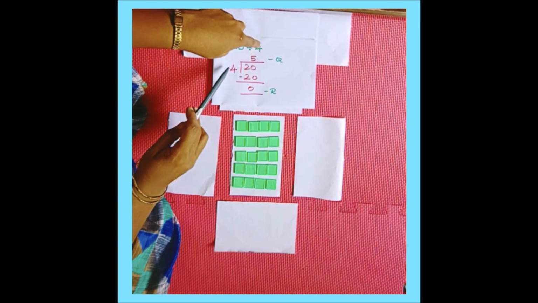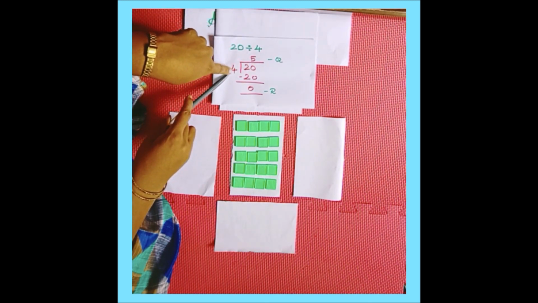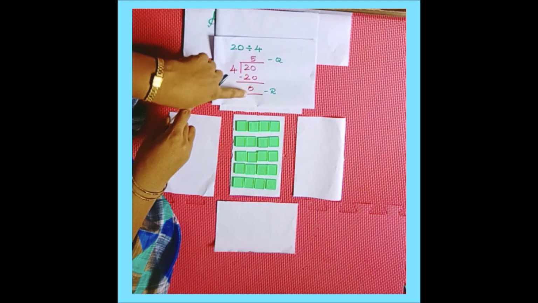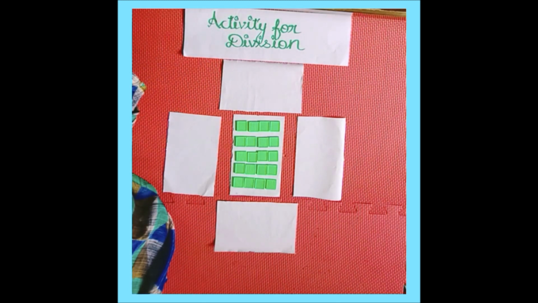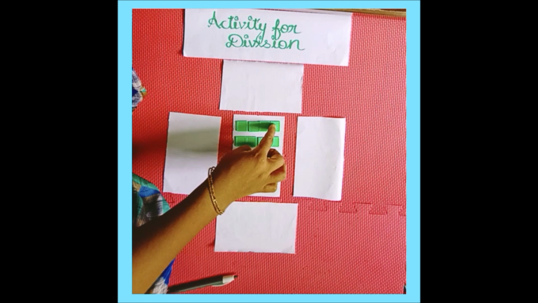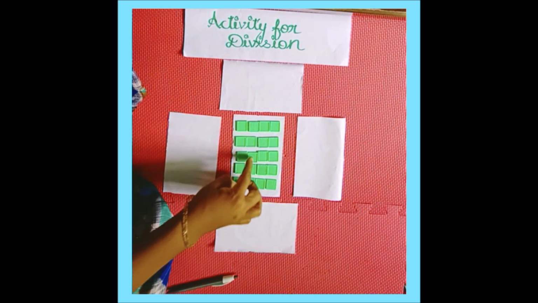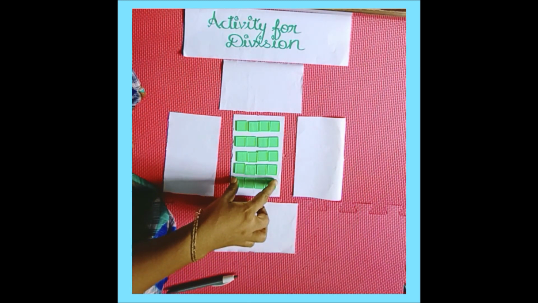20 divided by 4. You have to divide 20 by 4. Okay, so in the 4 table, 20 comes how many times? 5 times. So 5 4s are 20, our remainder is 0. Let us do an activity for this. For this you have to take how many coins? Yes, 20 coins. 1, 2, 3, 4, 5, 6, 7, 8, 9, 10, 11, 12, 13, 14, 15, 16, 17, 18, 19, 20 coins we have taken.